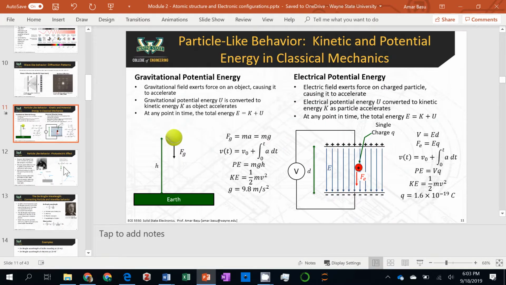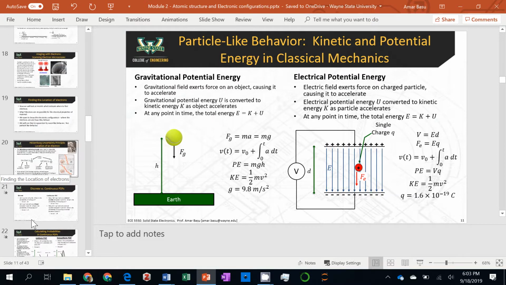Here we talked about kinetic and potential energy, gravitational potential energy, electrical potential energy, a tennis ball accelerating due to gravity, a charged particle accelerating due to an electric field. In both cases, at any point in time, the total energy of that particle is equal to the kinetic energy plus the potential energy. E is equal to K plus U. So we're getting back to that concept here.